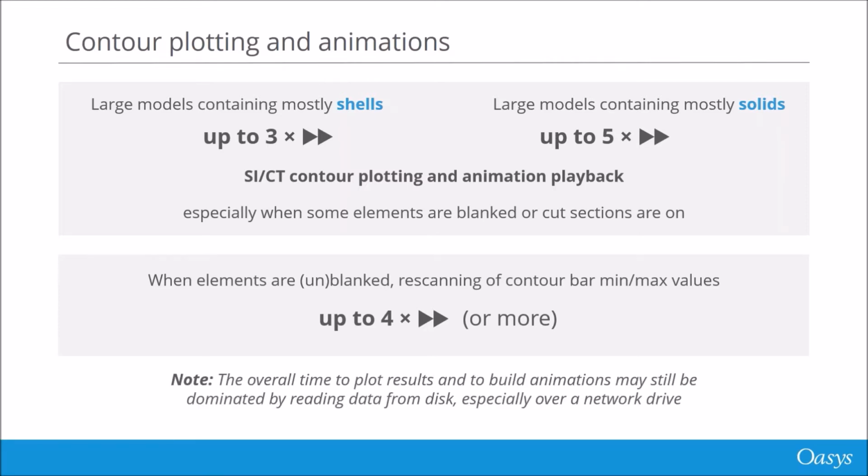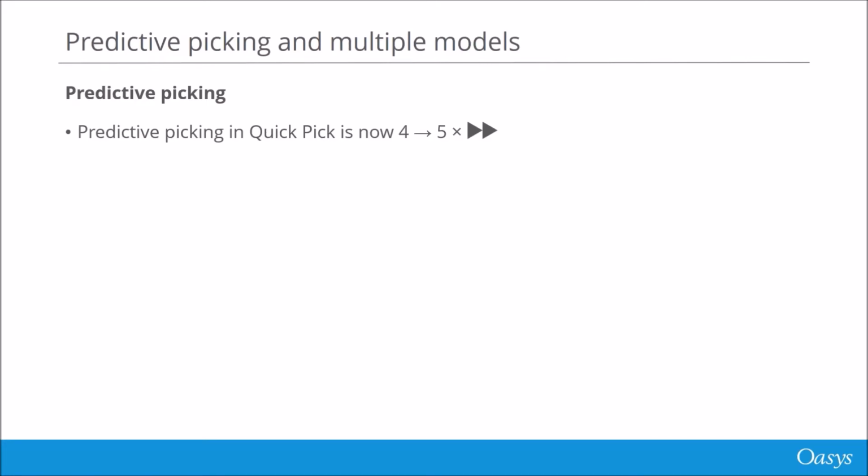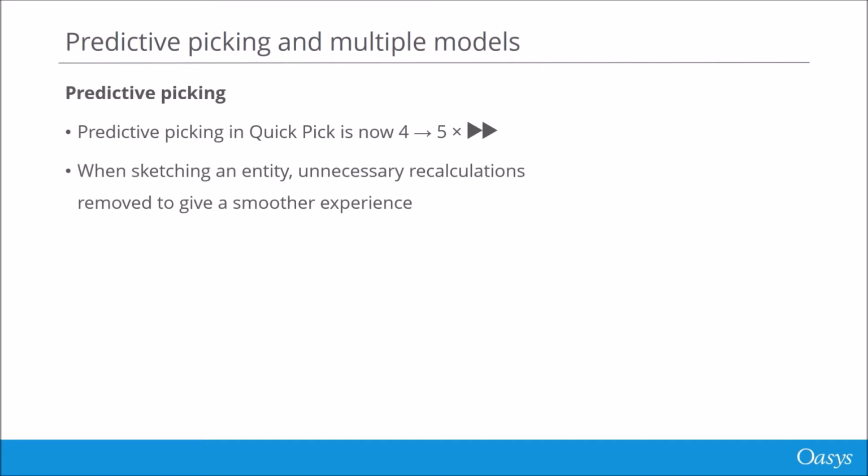But it's worth noting that the overall time to plot results and to build animations may still be dominated by reading data from disk, especially over a network drive. Predictive picking in Quick Pick is now 4 to 5 times faster, and when sketching an entity, we've removed some of the unnecessary recalculations to give you a smoother experience.